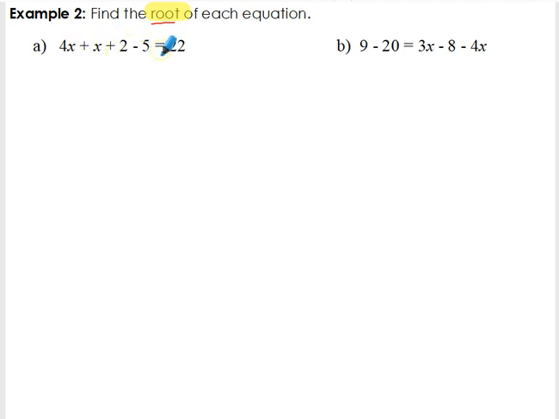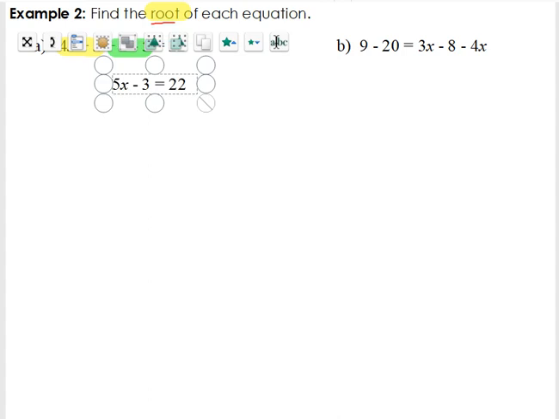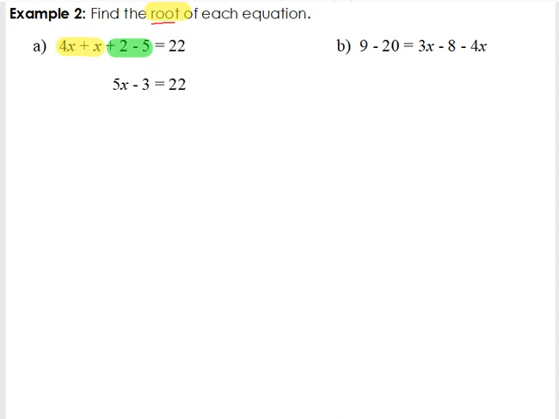In this first one here, example 2a, notice we got 4x plus x plus 2 minus 5 equals -22. First and foremost, I noticed that we can collect these x terms, 4x plus 1x. We can also collect +2 take away 5. So let's clean that up. 4x plus 1x is 5x. +2 take away 5 is -3. And now at this point, it looks very familiar to the previous example, doesn't it?